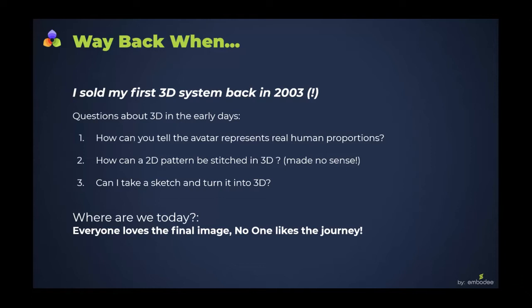And I love the questions that came about then, such as, how can you tell that the avatar represents a real human size? I mean, we don't question that today, but we did way back then. And how at all can it be possible that 2D patterns can actually stitch and become a 3D product? It doesn't even make sense.